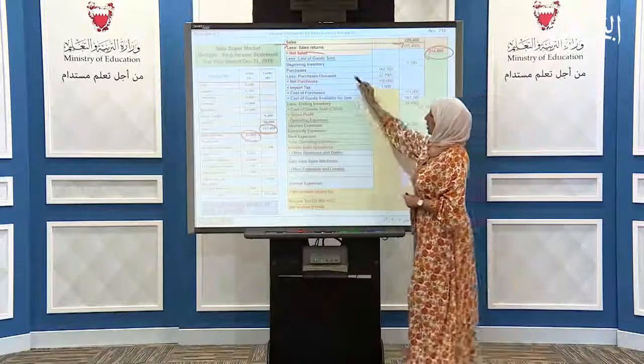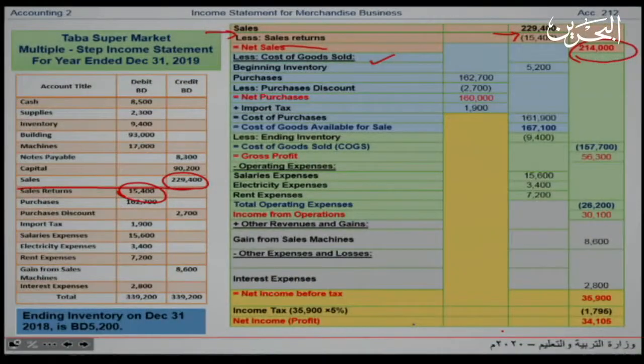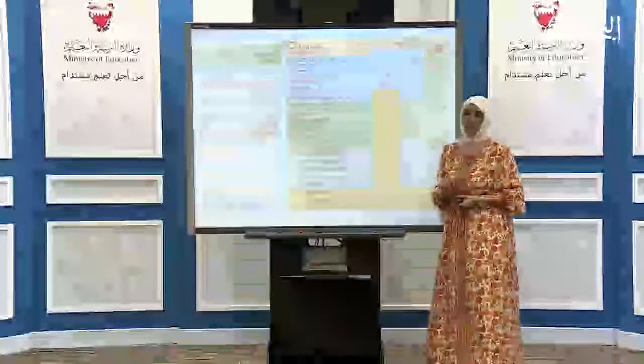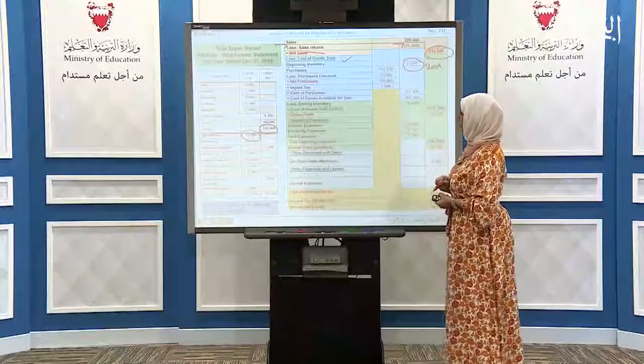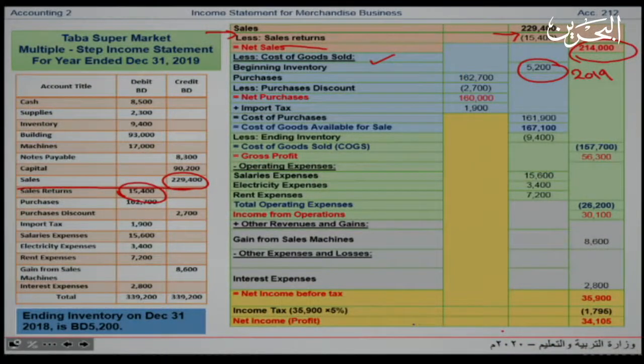Next, I should find the cost of goods sold. How can I get the cost of goods sold? Firstly, I will start with the beginning inventory. How much is the beginning inventory for us? It is 5,200, and we should take care that the beginning inventory for year 2019 is the ending inventory for the year 2018. Then I will take the purchase, and it is 162,700. I will subtract from it the purchase discount, which is 2,700, and I will get the net purchase of 160,000.